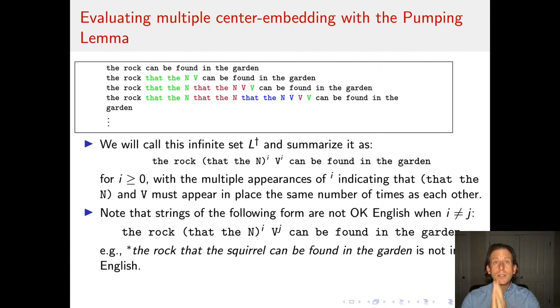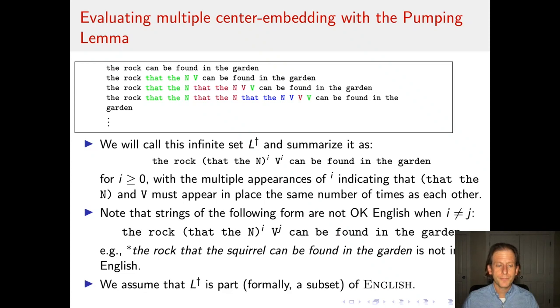Now, note that strings of the following form are not okay English: the rock that the n to the i, v to the j can be found in the garden, when i and j are not equal to each other. So for example, let's say j is equal to 0 and i is equal to 1. I would have something like the rock that the squirrel can be found in the garden. That's clearly not English. It's missing a verb. And that's going to be important.